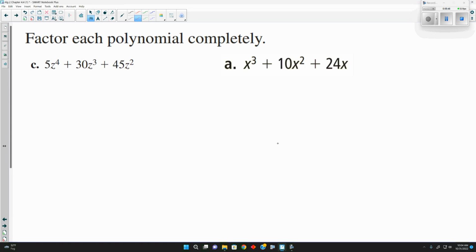Let's look at these next two here. We have 5z to the fourth plus 30z cubed plus 45z squared. Is there a greatest common factor between these three? Well, yes. We have 5z squared, and we can factor this out of each term. If we factor 5z squared out of 5z to the fourth, we're just left with z squared. 5z squared factored out of 30z cubed is going to be plus 6z. And 5z squared factored out of 45z squared is going to be plus 9.